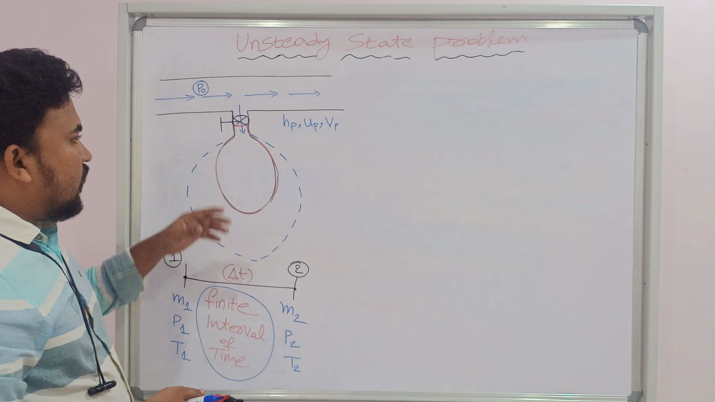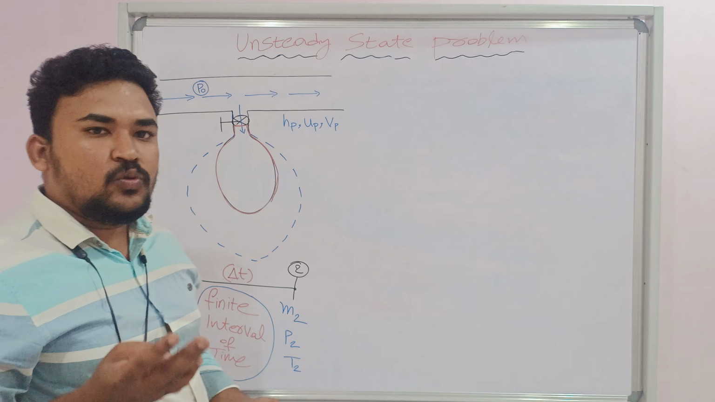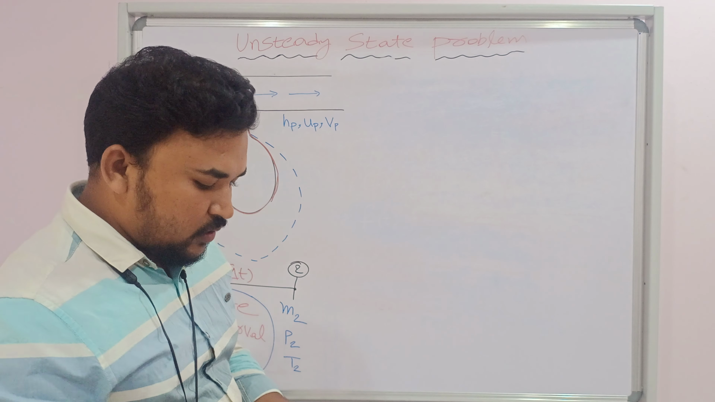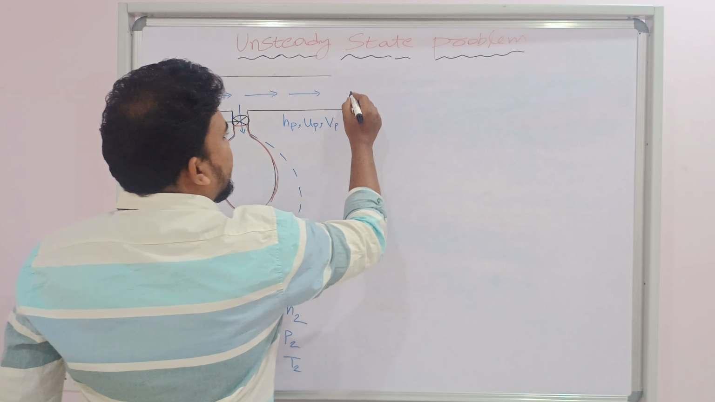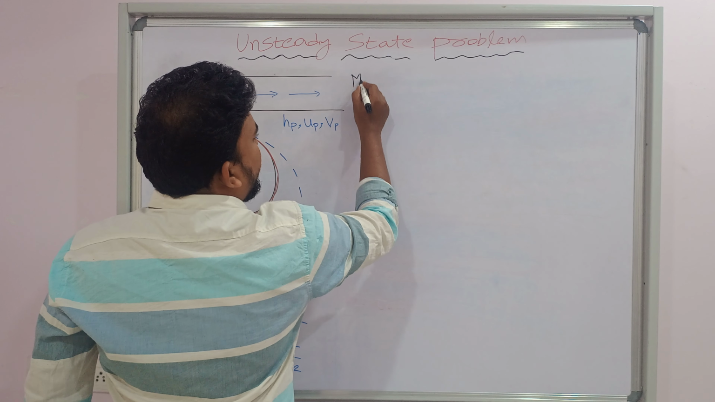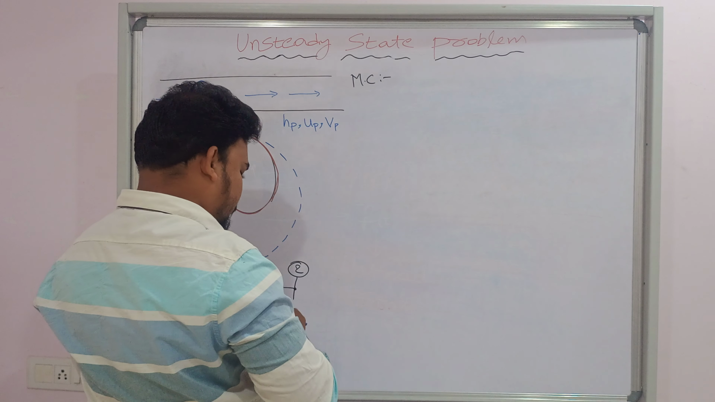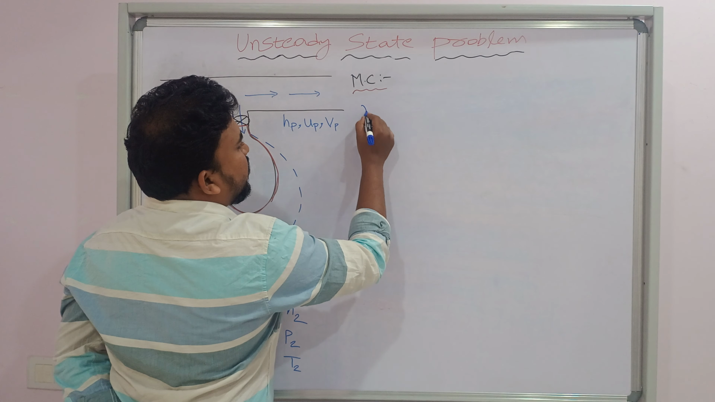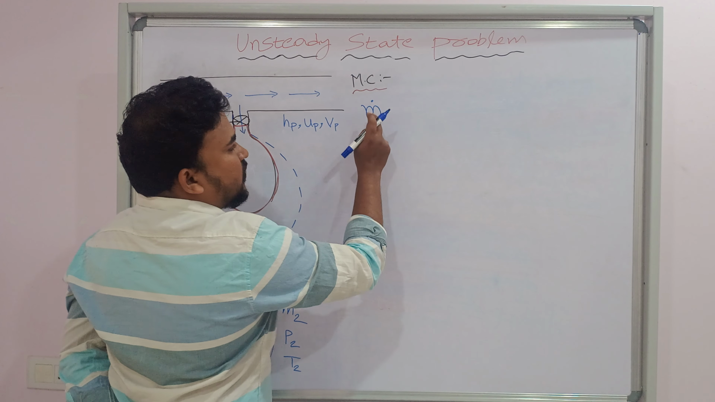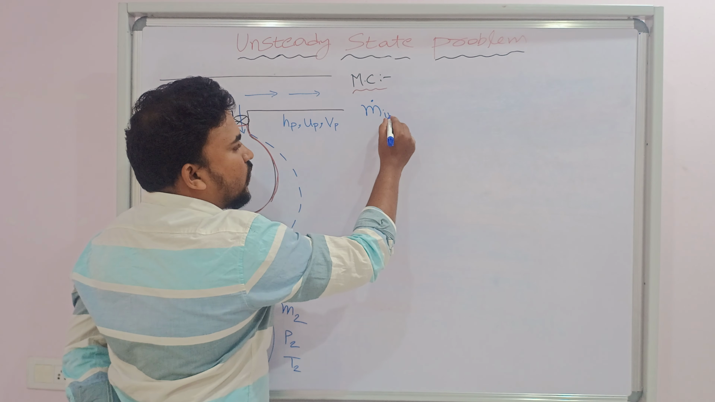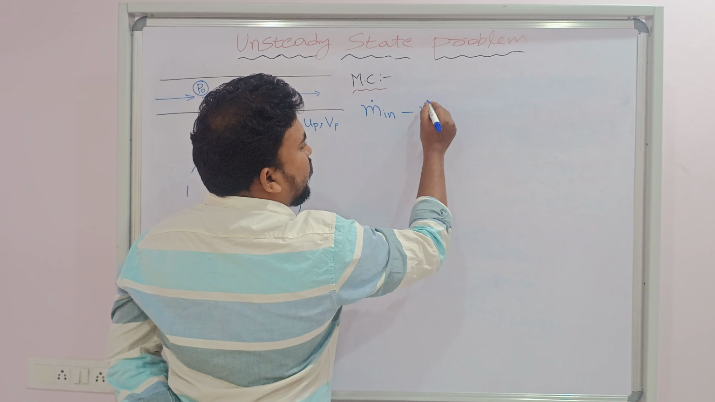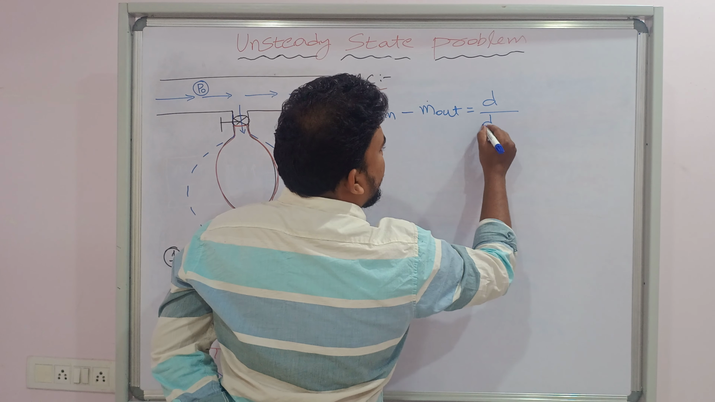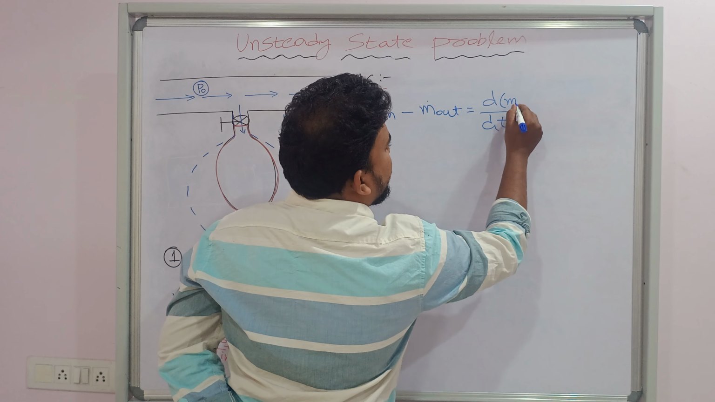Whenever you want to analyze this type of questions, you need to apply the two principles, two major equations. The fundamental equations are mass conservation and energy conservation. We will see one by one. So we will first apply the mass conservation equation. I will shortly write MC. Okay, mass conservation equation will represent like this. M dot represents the rate of mass flow into the control volume minus rate of mass flow out from the control volume, which is equal to rate of change of mass of the control volume.